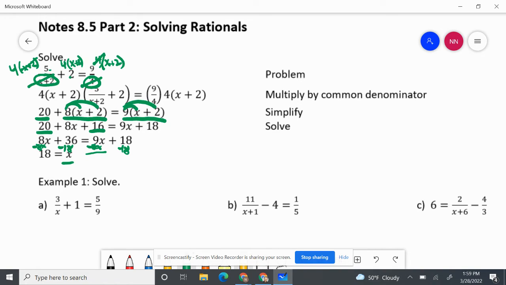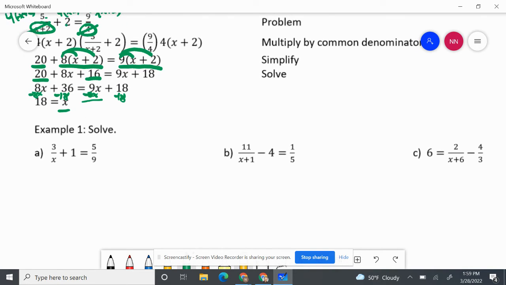So what we're going to do is we're going to look at our first example, and we're going to look for a common denominator. We see an x, we see a 9, so we're going to multiply everything by 9x. The x's cancel. 9 times 3 is 27. 9x times 1 is 9x. And when the 9's cancel, 5 times x is 5x.